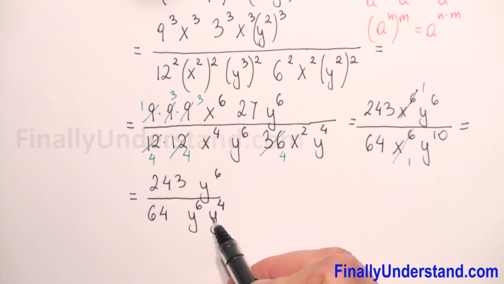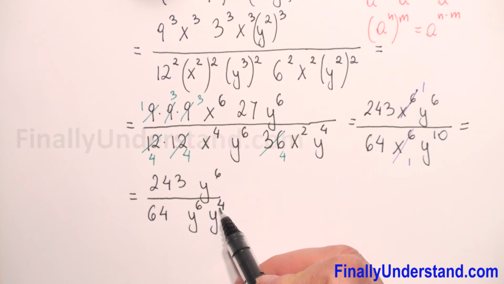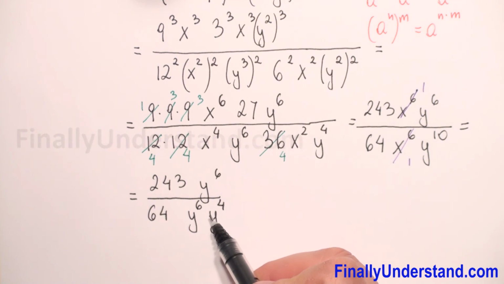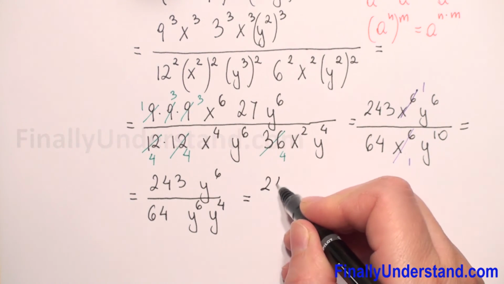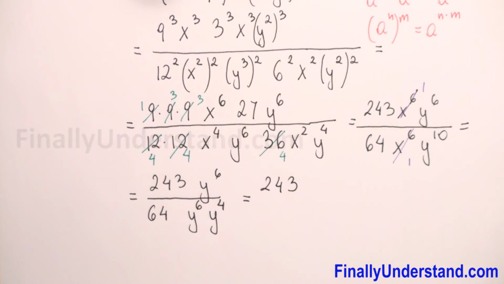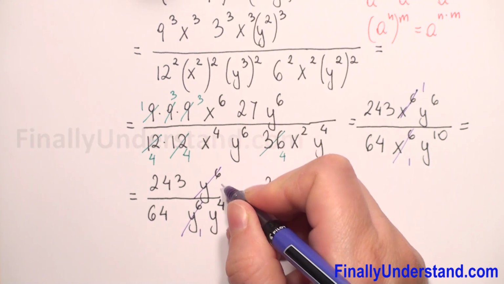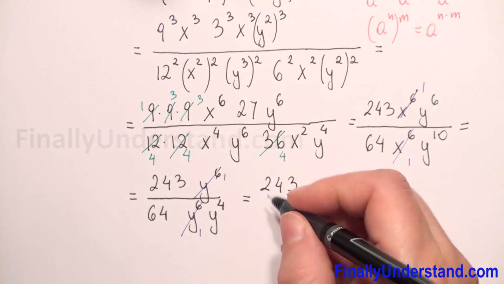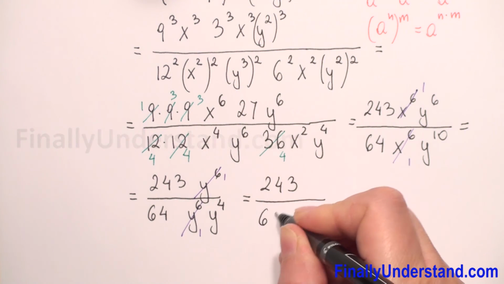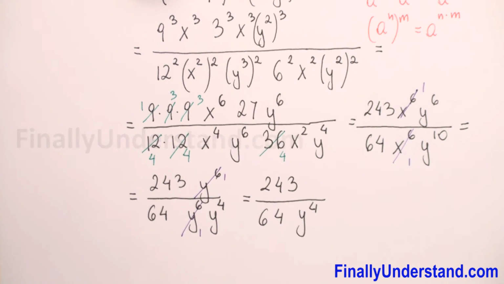Let's check y and y. The same base, we add exponents. 6 plus 4 is 10. I didn't change anything. We still have in the denominator the same expression. So now we reduce y to 6th power. So we have only in the numerator 243, and in the denominator we have 64 y to 4th power. This is my solution.